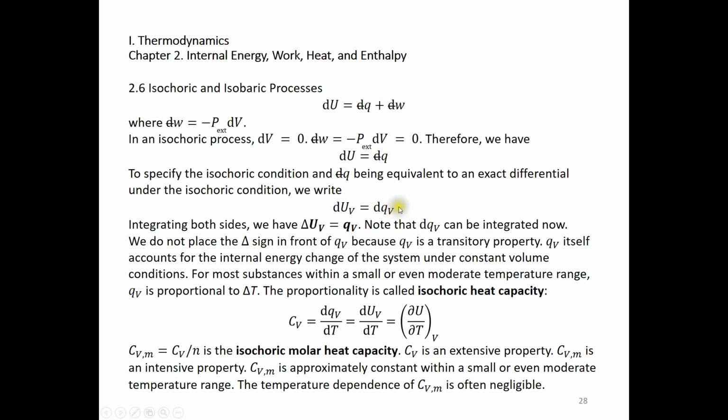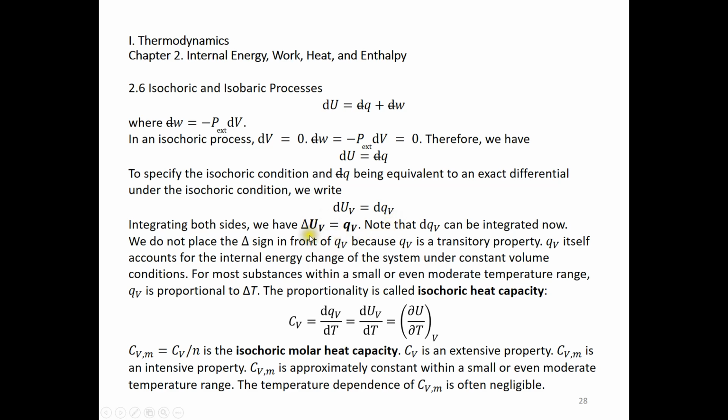Why? It's simple. Look at this equation. U is a state function, so we can always integrate dU given the lower and upper limit of the integral. Therefore, we can also integrate this dQ sub V. dQ by itself is an inexact differential, but now we specify the condition here. It's constant volume. We know the path. We can integrate this dQ_V, and Q_V is equivalent to delta U under the constant volume condition.